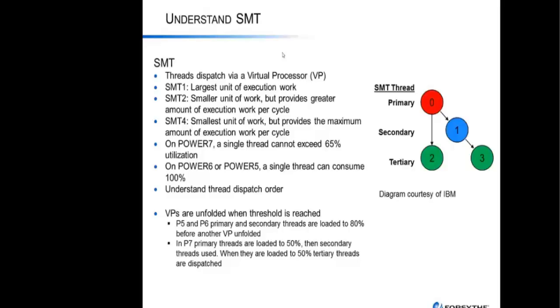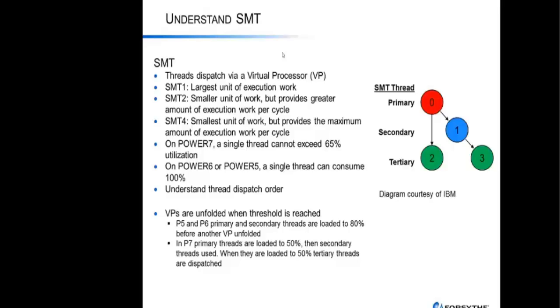What the impact of that is that in Power 5 and Power 6, it will load the primary thread and the secondary thread to 80%, and then it will unfold another virtual processor. But in Power 7, it loads the primary thread to 50%, then it will actually do the secondary thread, and then when that's at 50%, it'll dispatch tertiaries, and then it unfolds another virtual processor. What it means is that virtual processors can get unfolded faster, because it will try to do primaries and secondaries across the board before it goes back and does tertiaries.